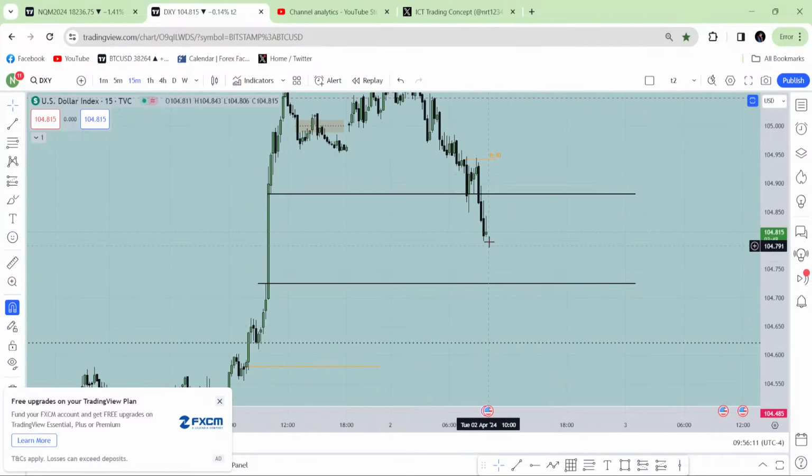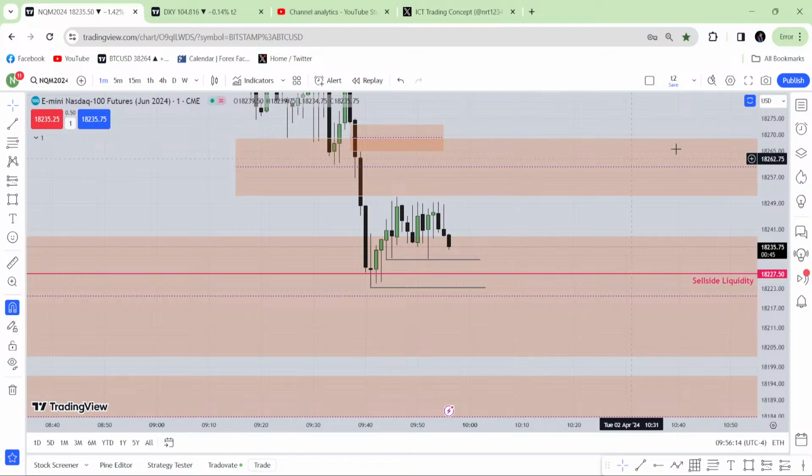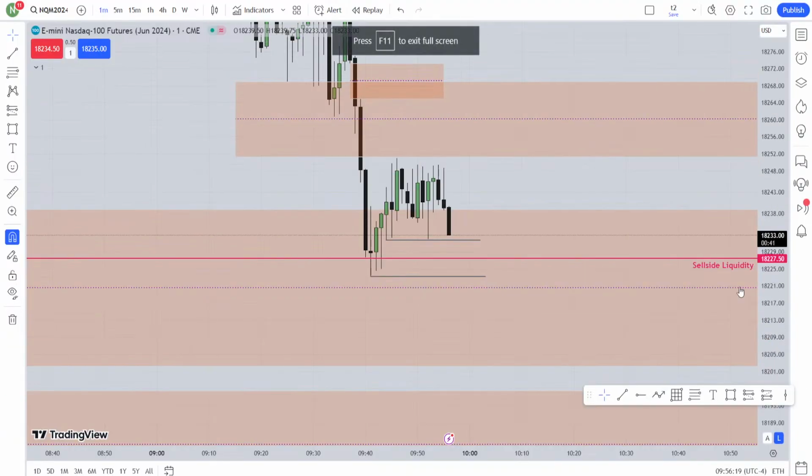Dollar index is falling. Everything is perfect. It should go higher. Why is it not going higher?